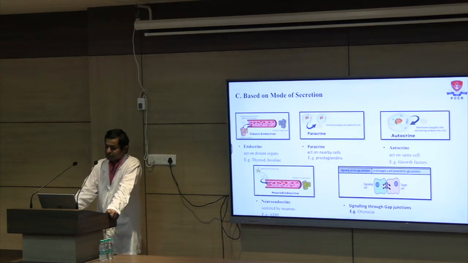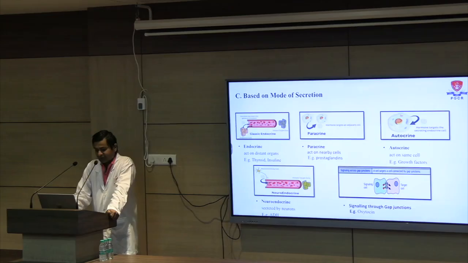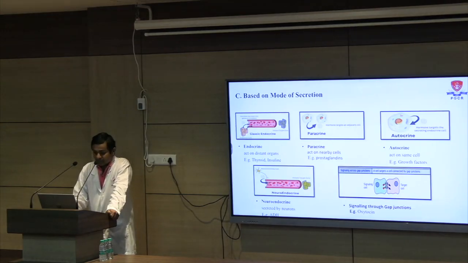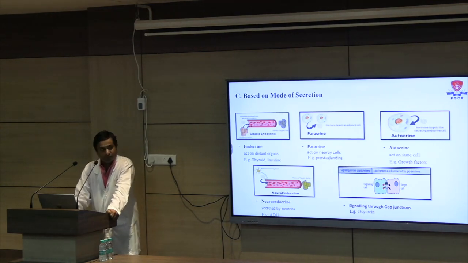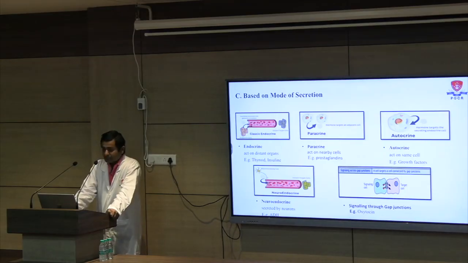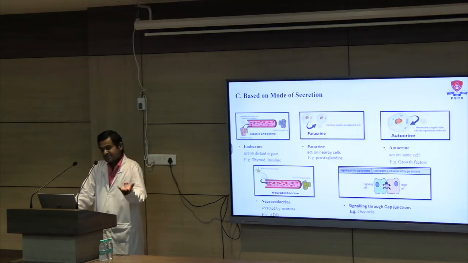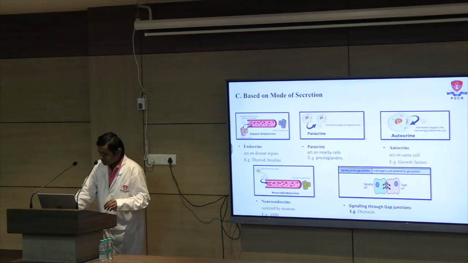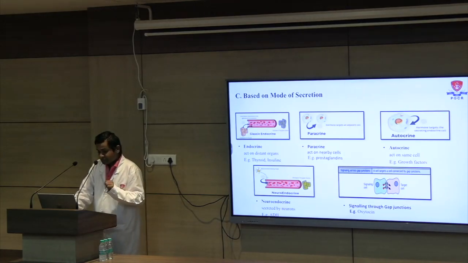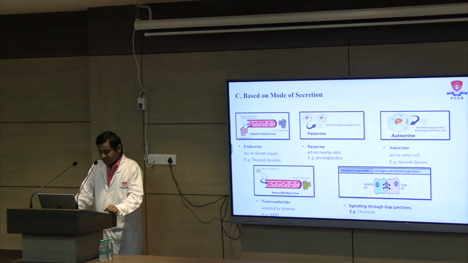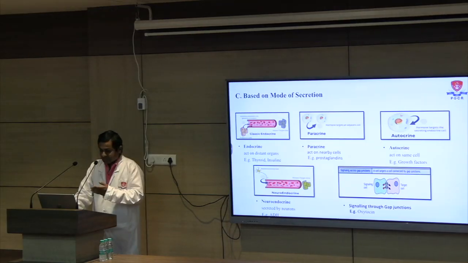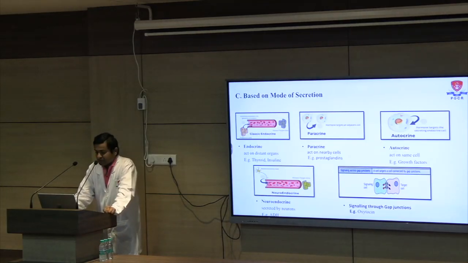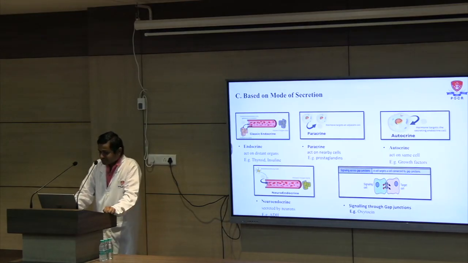Thirdly, we have classified hormones on the basis of mode of secretion. They are further sub-classified into 5 types. The very first is endocrine. These act on distant organs, for example thyroid. The second type is paracrine. They act on nearby cells, for example prostaglandins. Third is autocrine, that is they act on the same cell, for example growth factors, which increase the growth of the cell. Fourth is neuroendocrine, secreted by the neurons themselves, for example ADH. Fifthly, we have signaling through gap junctions, through modulation of the gap junction, for example oxytocin.